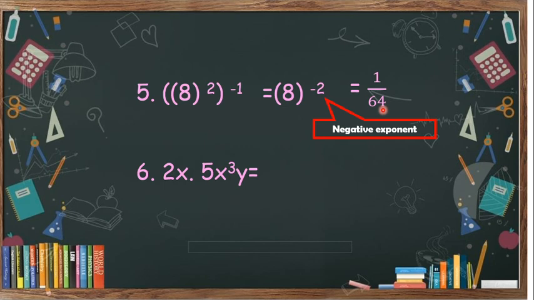Another, 2x times 5x cubed y. Just multiply 2 and 5, we get 10. x times x cubed, add 3 and 1, we get 4. Since y here doesn't have a pair, just copy y. So that is the final answer.